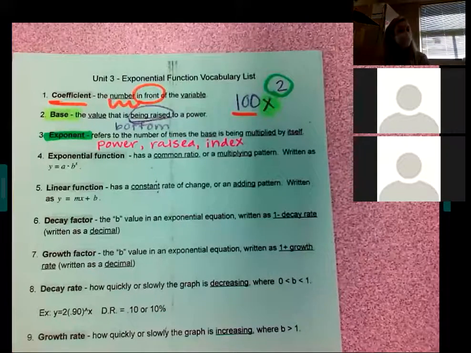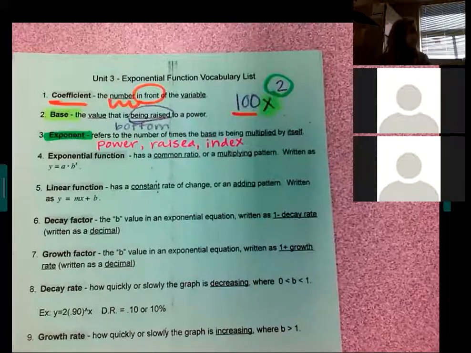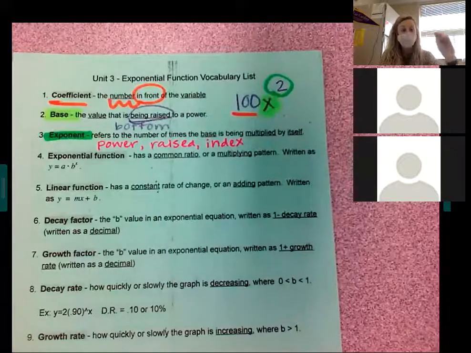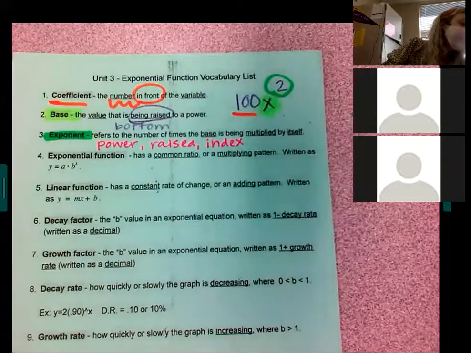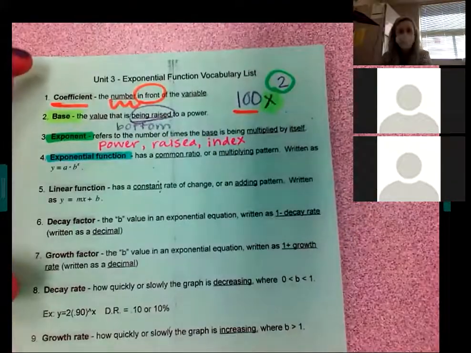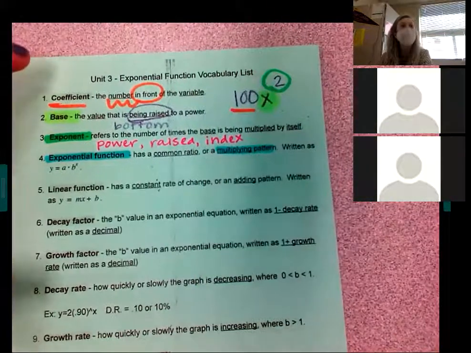So we're going to do 2 more, and then we're going to stop with the vocab today, and we'll finish it tomorrow after we've done some exponential stuff today. So it'll make more sense. These next 2, super important, and you should already know linear functions. So this next one really is the one that is new. So I'm going to grab a different color. An exponential function has a multiplying pattern. That is brand new.